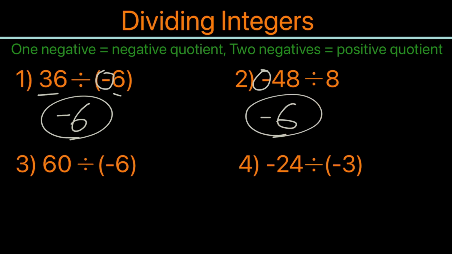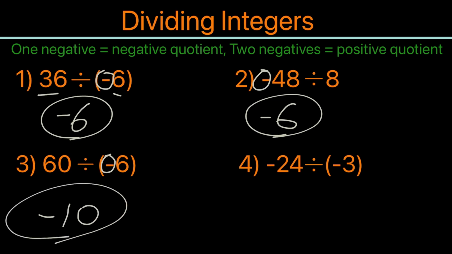For the third example, 60 divided by negative 6. So we have a negative here. So we know the outcome will be negative. 60 divided by 6 is 10. And so the answer is negative 10.